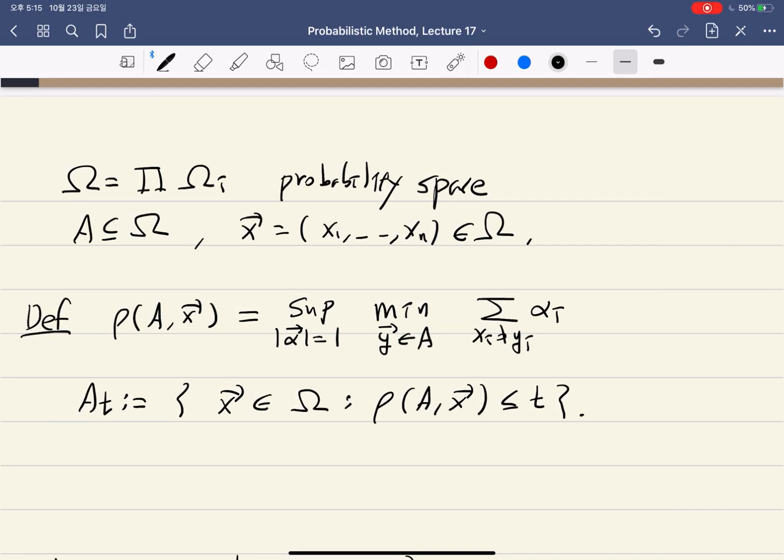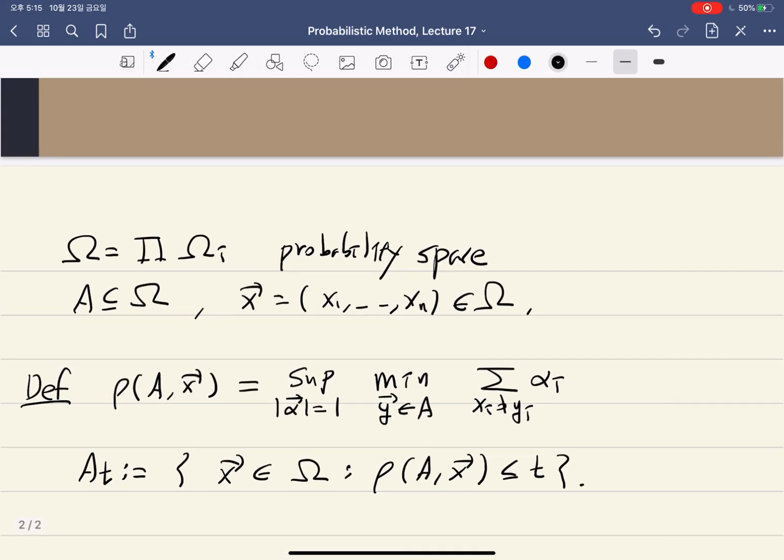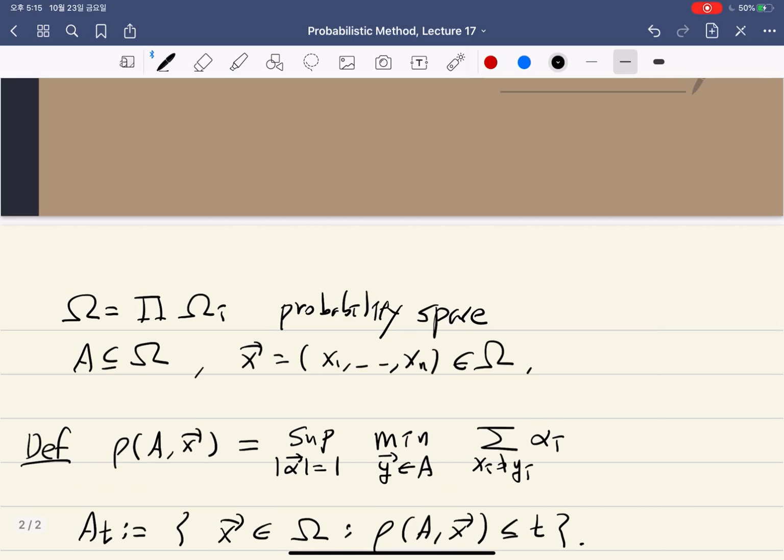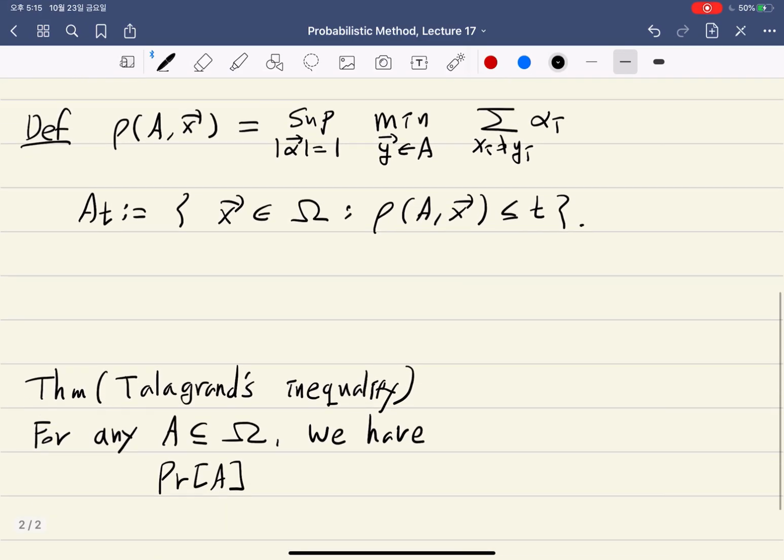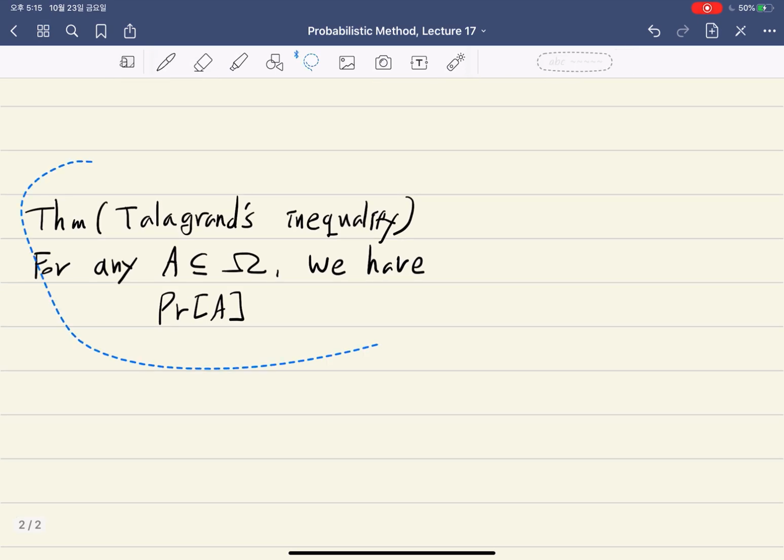So last time we were learning about this Talagrand inequality. Basically what we want to do is find some concentration around the median. Let's recall what we were doing.